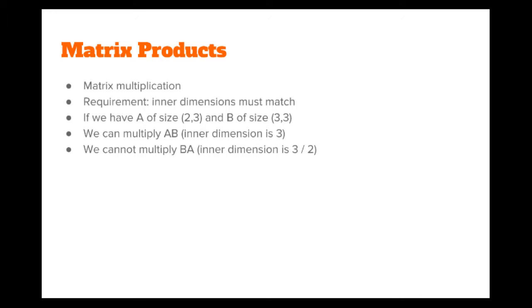What's interesting about matrix products when you learn linear algebra is that you usually learn about what's called matrix multiplication. Matrix multiplication has a special requirement, and that's that the inner dimensions of the two matrices you are multiplying must match. So if I have a matrix A of size 2 by 3 and another matrix B of size 3 by 3, then I am allowed to multiply AB since the inner dimension is 3. I cannot, however, multiply BA since the inner dimension on the left is 3 and the inner dimension on the right is 2.